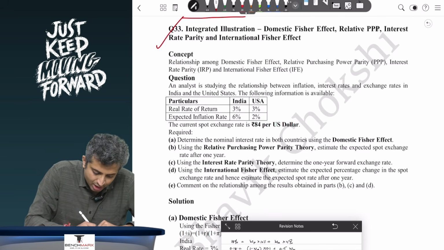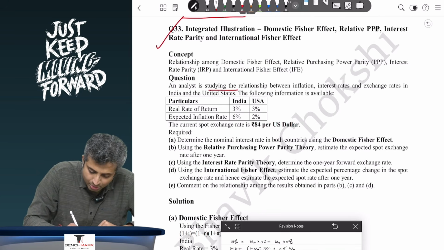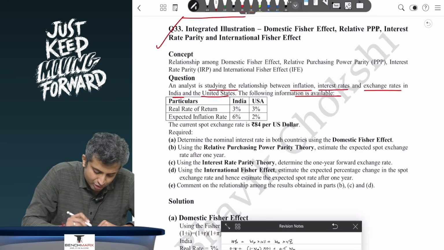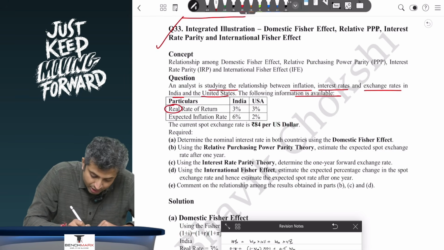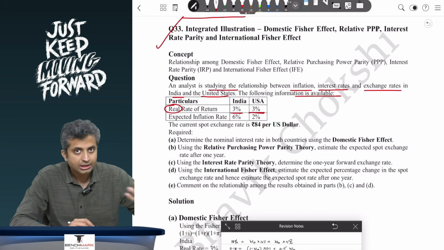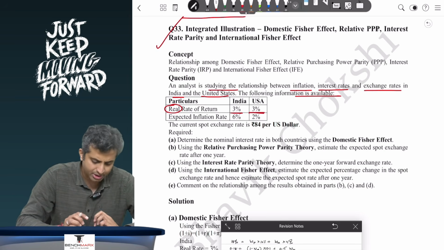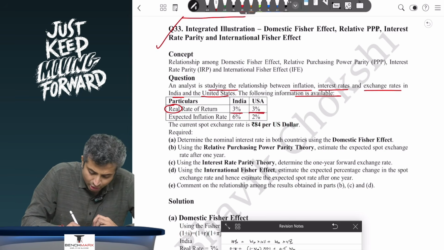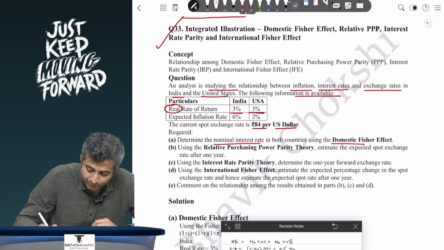So over here, an analyst is studying the relationship between inflation, interest rates, and exchange rates in India and the US. The following information is available. So you have the real rate of return given and the expected inflation in India and the US. As Fisher says, internationally, the real rate across the planet should be the same. The current spot rate of exchange is rupees 84 per dollar. You are required to determine the nominal interest rate in both the countries using the domestic Fisher effect.